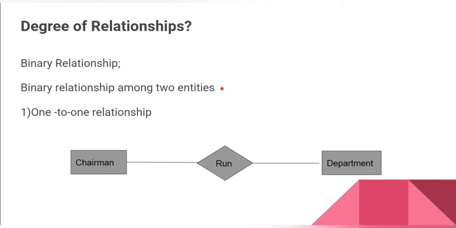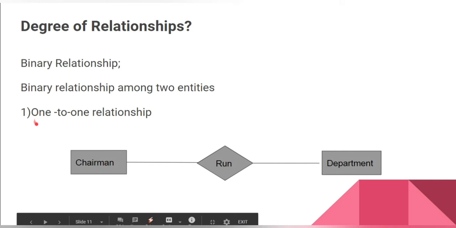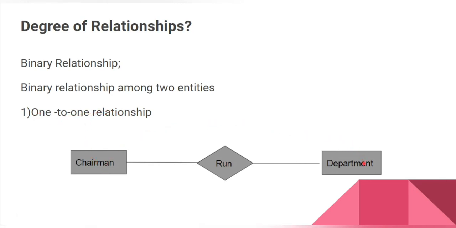So the degree of relationship: we have different types of relationships. In a binary relationship, we have a relationship among two entities. For example, a one-to-one relationship includes: a chairman can run one department and one department can be run by one chairman. So it is called a one-to-one relationship. Relationships can be quite confusing, but later on we will discuss the concepts of all the relationships, and in the end we will explain with an example, so you will understand the relationships better.